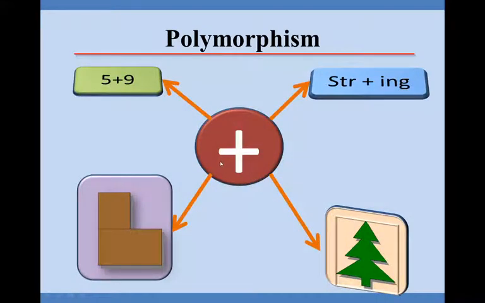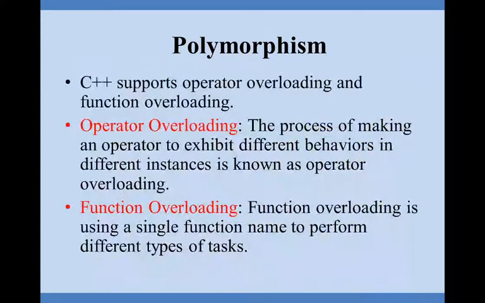Now here you can see plus is an operator which is normally used to add two numbers like 5 plus 9. But if I am using it for strings, it can be used for concatenation of strings. If I am using it for some diagram, it will be used to bind two shapes into a single shape. Or if I am using it for images, it is used to attach one image to another image. So this is called polymorphism, and the specific term we are going to see is operator overloading.